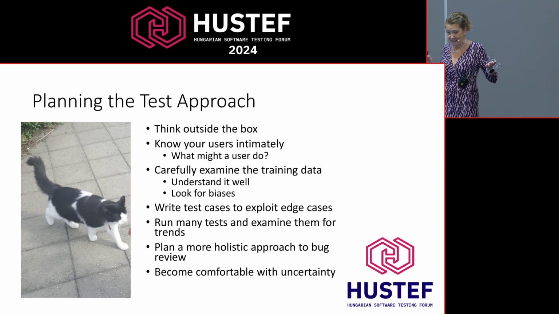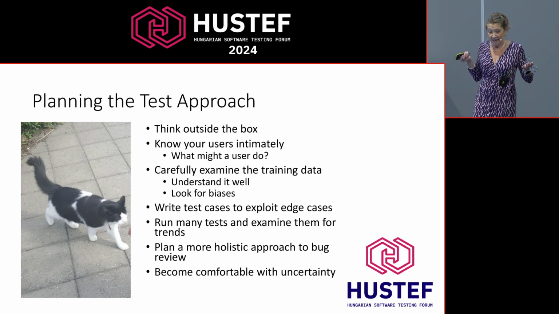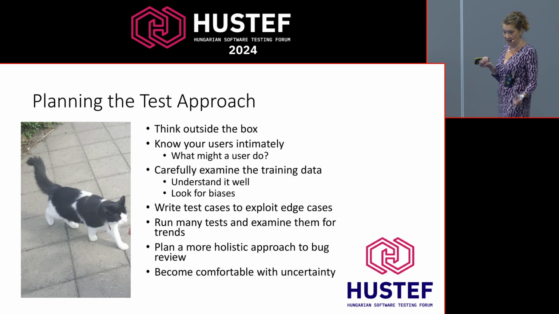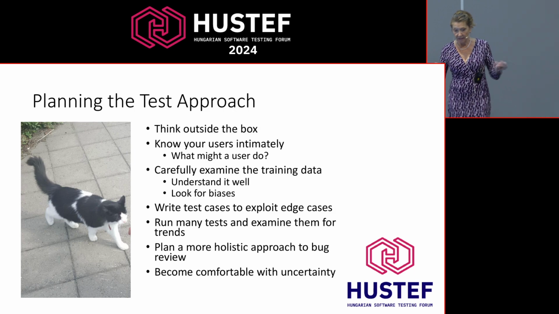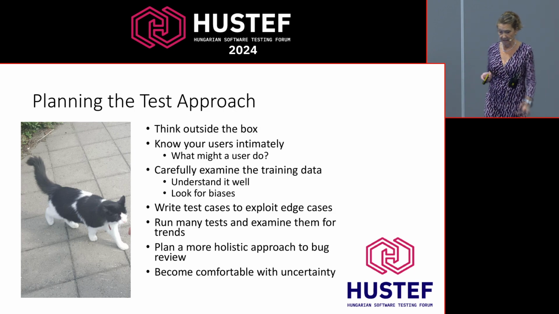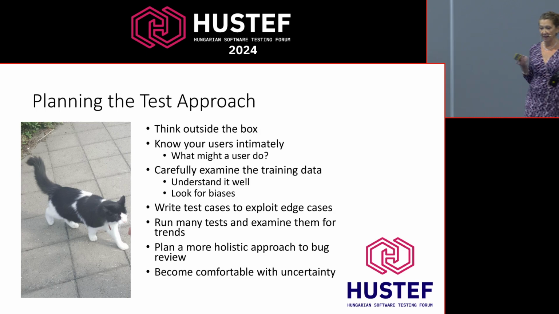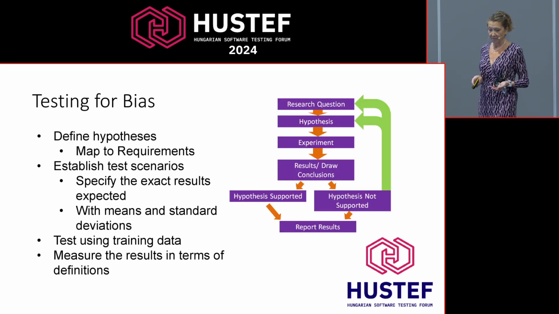We want to write test cases that exploit those edge cases. And we have to run as many tests as it's going to take. So when you're estimating your test, make a way bigger estimate than when you typically plan a test. And you need a more holistic approach to bugs. We've got to go back to bug versus bias here.